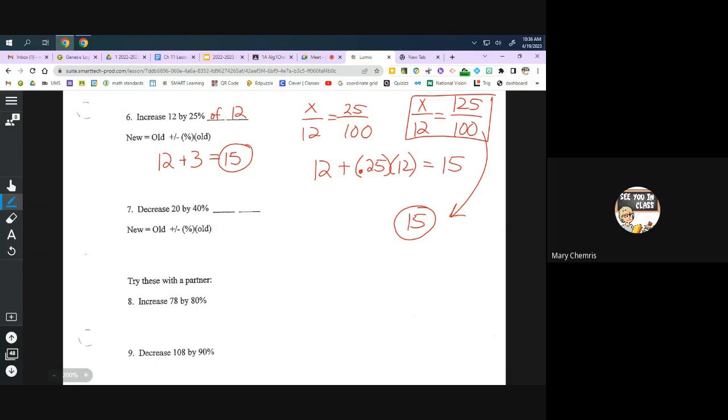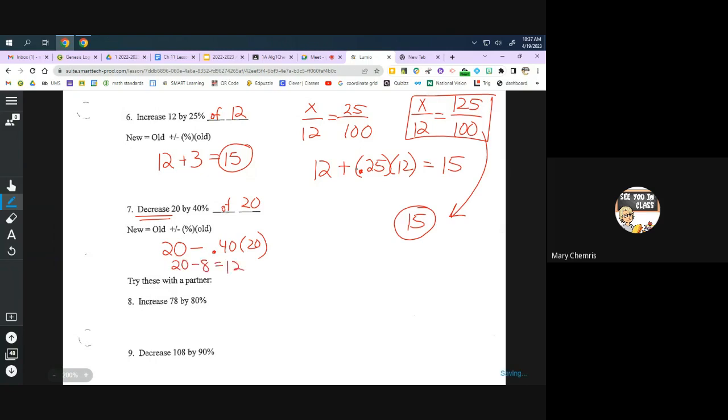Now let's look at the next one. This says decrease 20 by 40%, and we know that means of 20. So I could say take 20, subtract 40% of 20. Well, 40% of 20 is 8. So 20 minus 8 is 12.